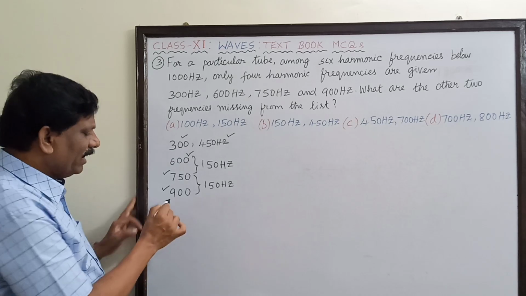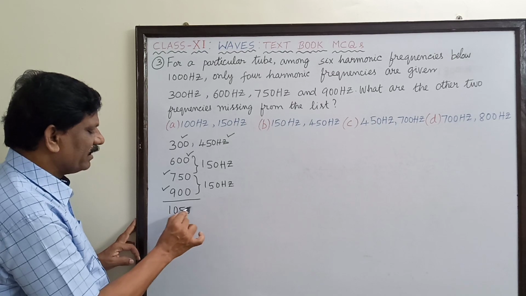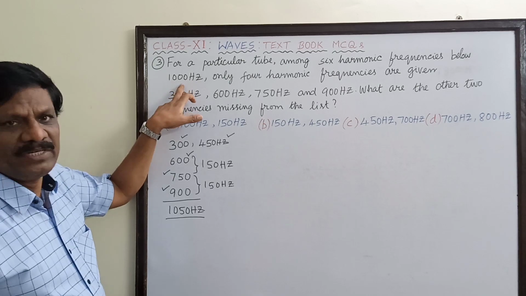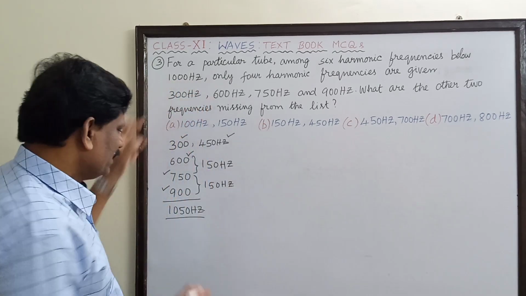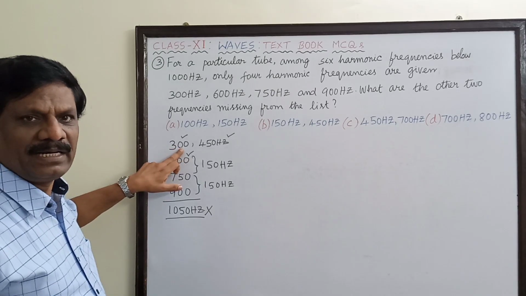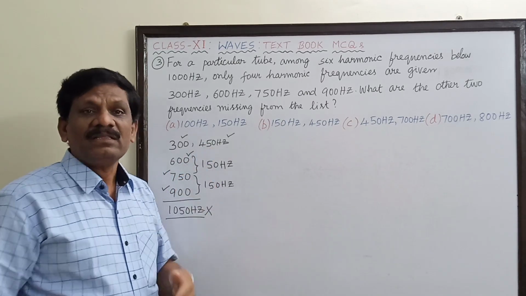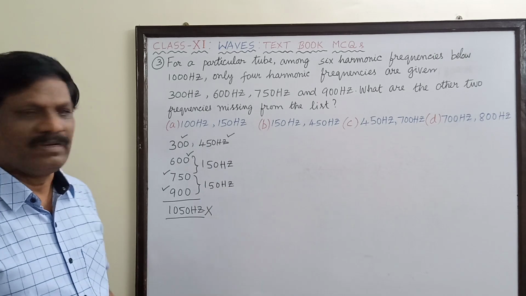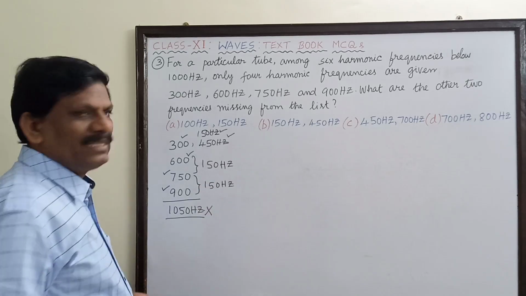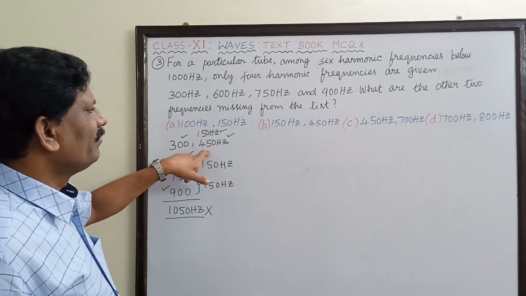The next one, if you add 150 with 900, it will become what? 1050 Hertz. Is it possible? Less than 1000 we should hear, is it not? Therefore 1050 is not possible. So we can go to the other end. The other end is what? 300. So 300 plus 150 we have already heard. So what is the other possibility? 300 minus 150. So the other one must be 150 Hertz. So these are the missing harmonics, 150 Hertz and 450 Hertz.